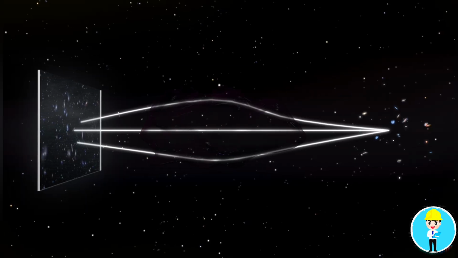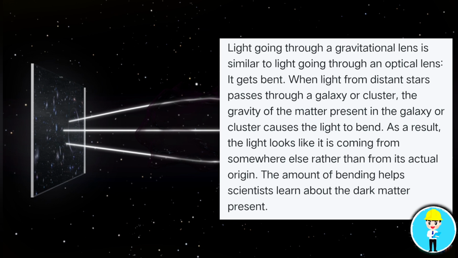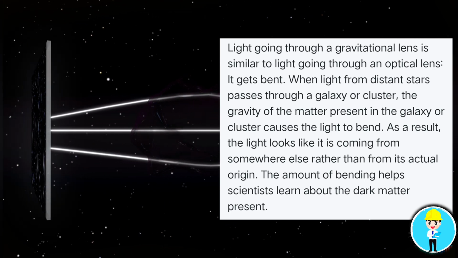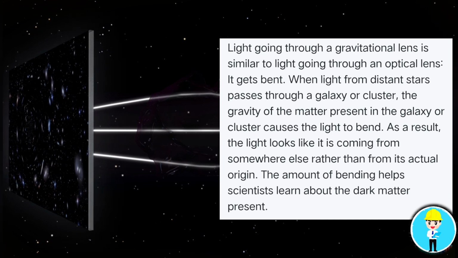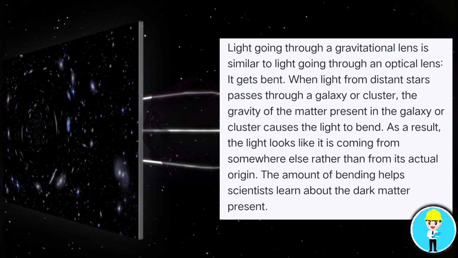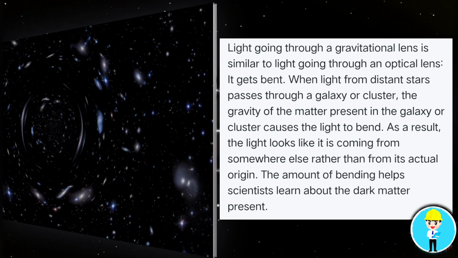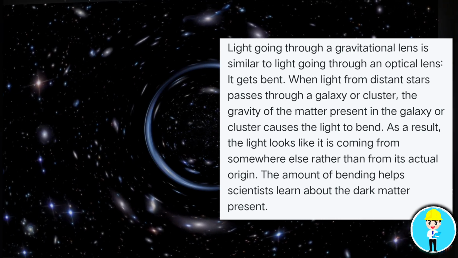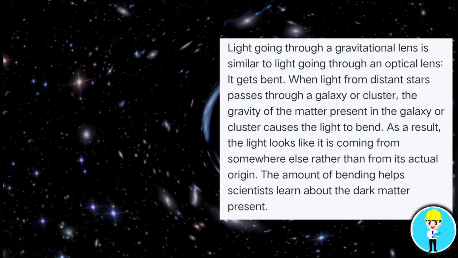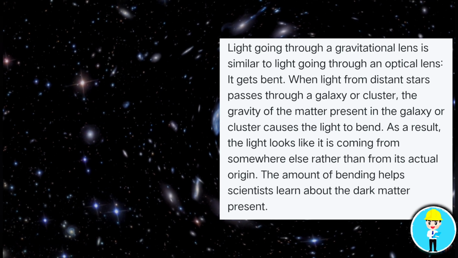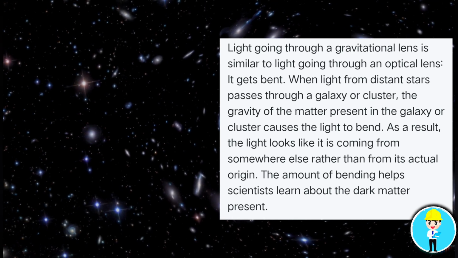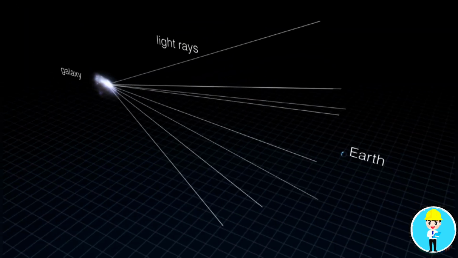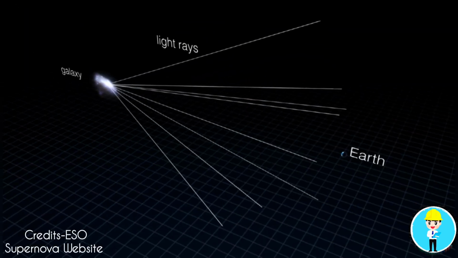Okay, so light going through a gravitational lens is similar to light going through an optical lens. It gets bent. When light from distant stars passes through a galaxy or cluster, the gravity of the matter present in the galaxy or the cluster causes the light to bend, as a result of which the light looks like it is coming from somewhere else rather than from its actual origin. And this amount of bending that is actually taking place helps scientists to study the amount of dark matter usually present. So to make the concept clear, let's move to the second video.